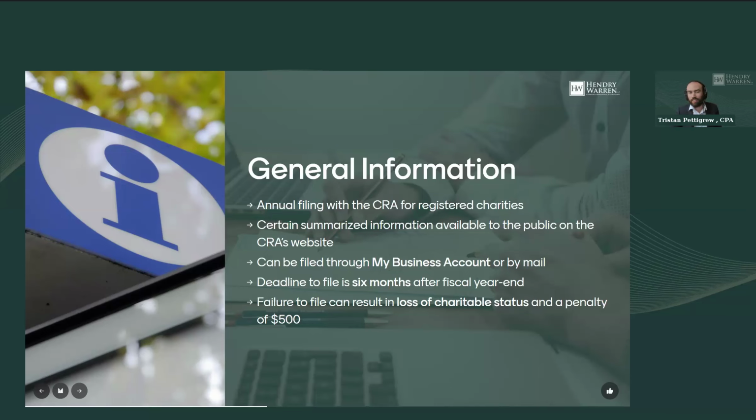There are two ways that the T3010 can be filed. The first is through My Business Account, so that's CRA's online service. And the second is by mail, so you can print out the form and mail it to the CRA.